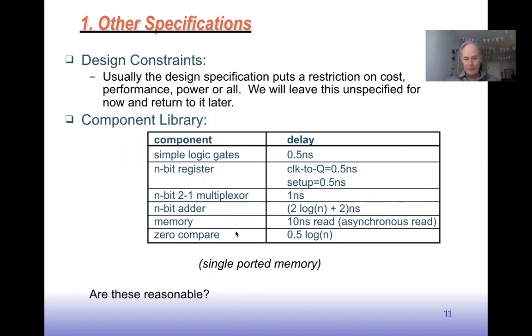And zero compare. Now, zero compare, we talked about this before. I think maybe we had a problem in the midterm or homework about it anyway. This ends up being a bunch of XOR gates and some sort of tree reduction. So you'd imagine it would be a delay proportional to log of n, with log of n logic gates in the critical path. So it'd be something like 0.5 times log base 2 of n. Okay, so yes, these are reasonable.